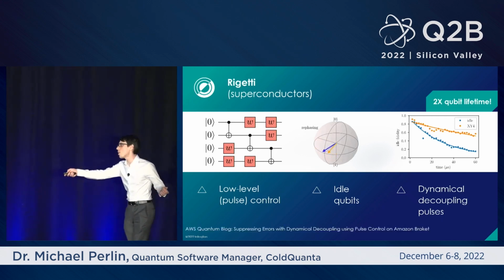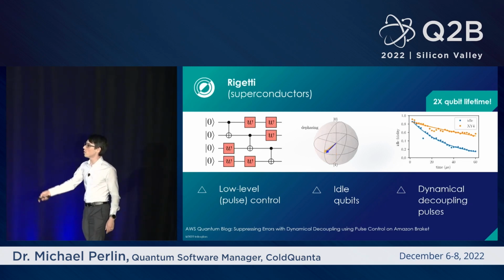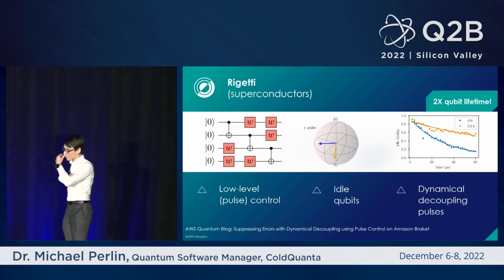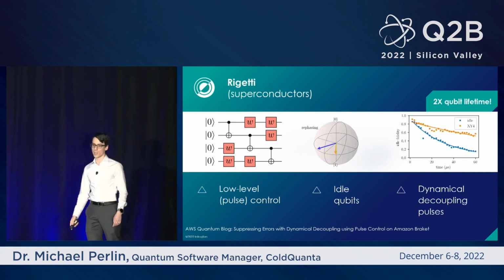Right, and we put out a blog also that came out just last week with AWS on how to use this pulse control through Amazon's portal, Amazon Braket, to suppress errors on quantum devices with dynamical decoupling.